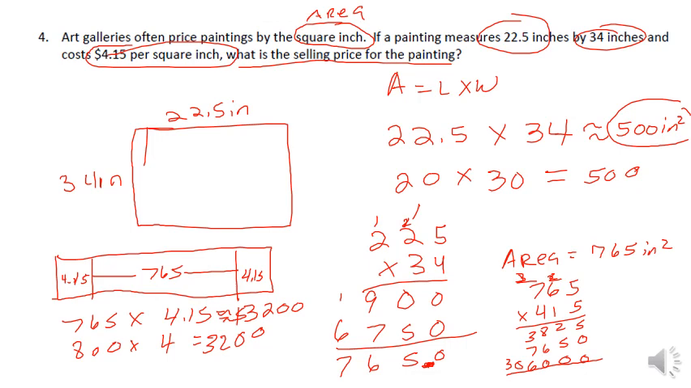Add up our partial products. We got 5, 7, 14, carry our 1. That'd be 4, 10, 17, carry 1, 1, and 3. Now, we know that our estimation was approximately $3,200, so our decimal point is going to come right here. So we know the cost was $3,174.75.